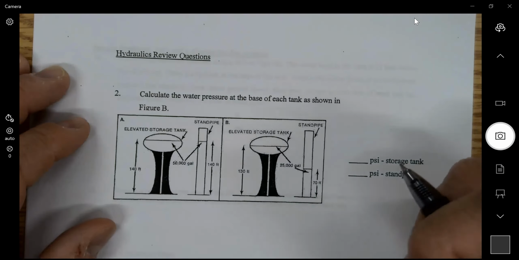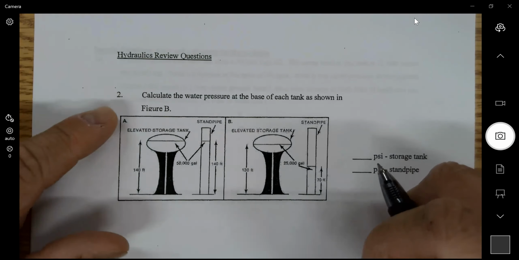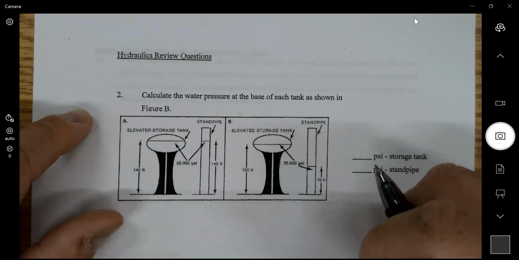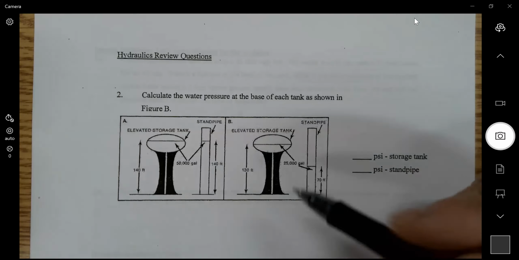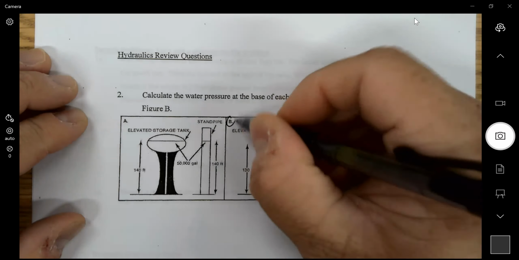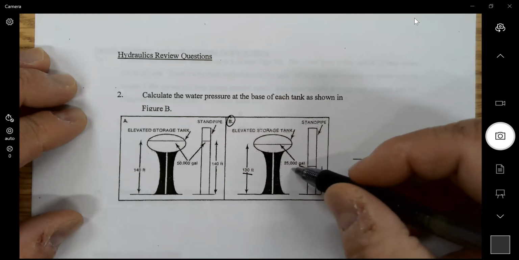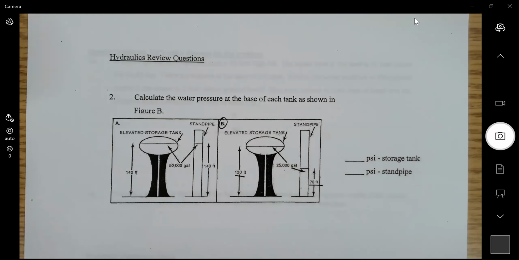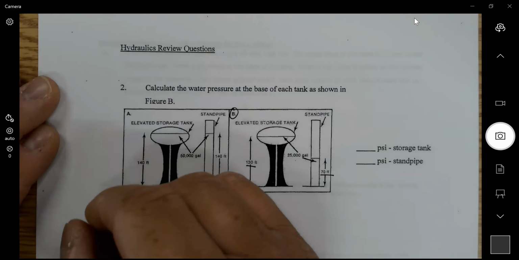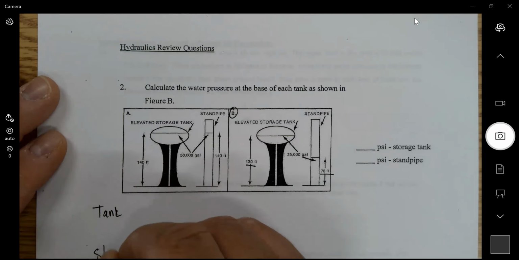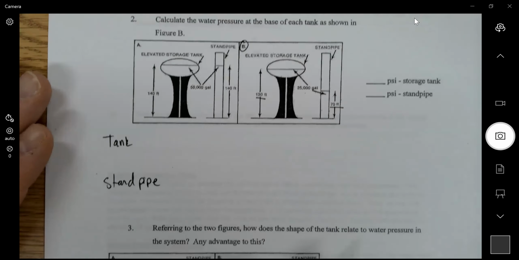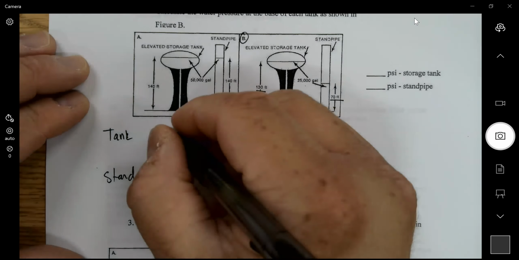Now here in this one, calculate the water pressure at the base of an elevated storage tank as shown in figure B, okay? So we're on figure B here. We've got 130 feet and 70 feet. So I have two different things here: the tank and the standpipe. All right, so I have 130 feet of water here.